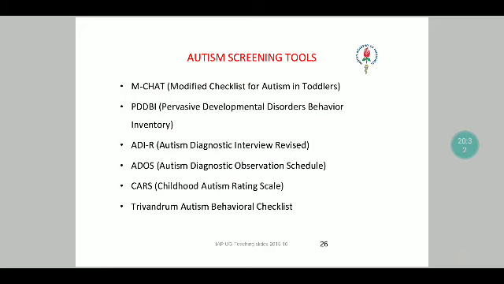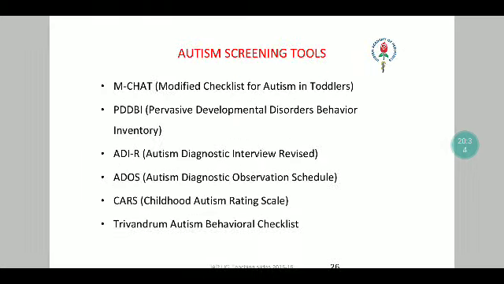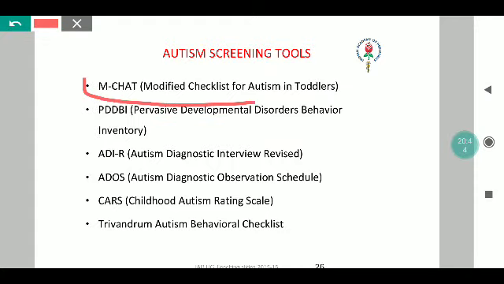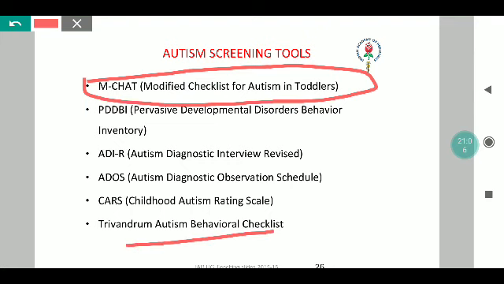I'll just briefly mention the screening tools because it is just with the intention of sensitization. So apart from the DSM-5 criteria, we have the MCHAT. MCHAT is nothing but the Modified Checklist for Autism in Toddlers. This is very widely used and is easily implementable. Apart from that, we have PDDBI, which is Pervasive Developmental Disorders Behavior Inventory. ADIR, which is Autism Diagnostic Interview Revised. ADOS, which is Autism Diagnostic Observation Schedule. CARS, which is an acronym for Childhood Autism Rating Scale, and Trivandrum Autism Behavioral Checklist.